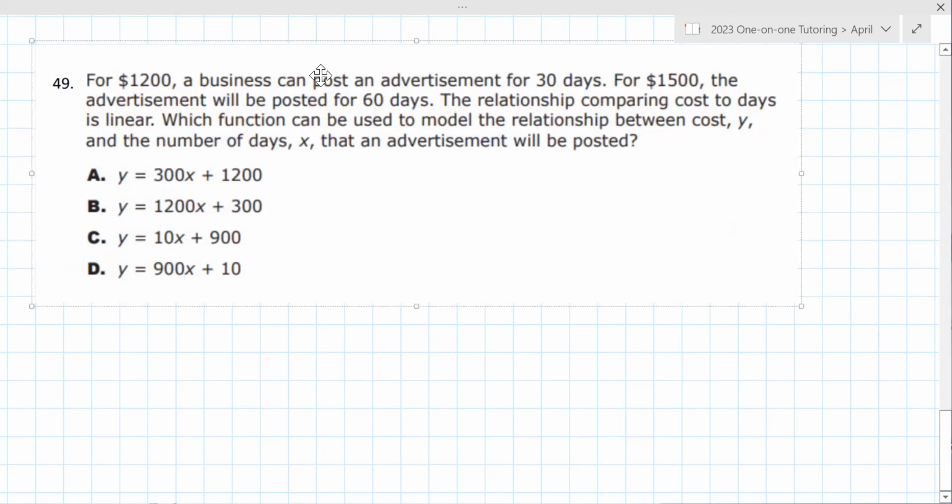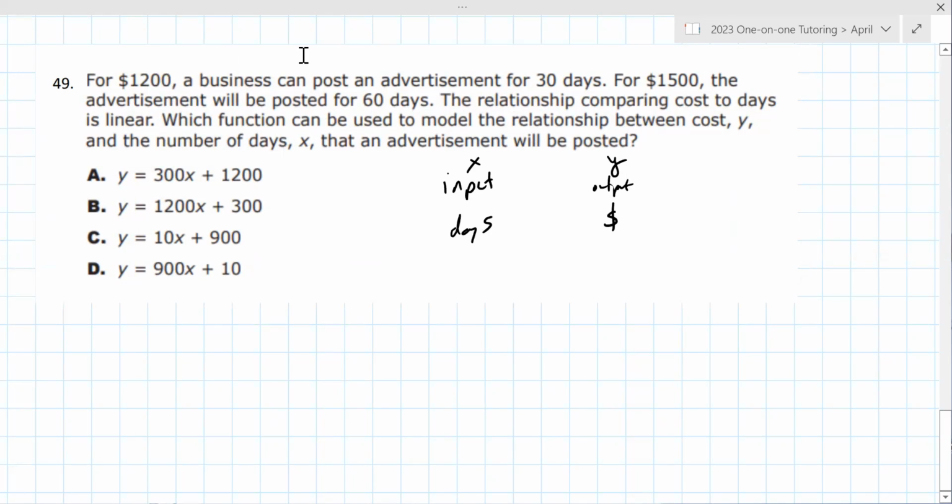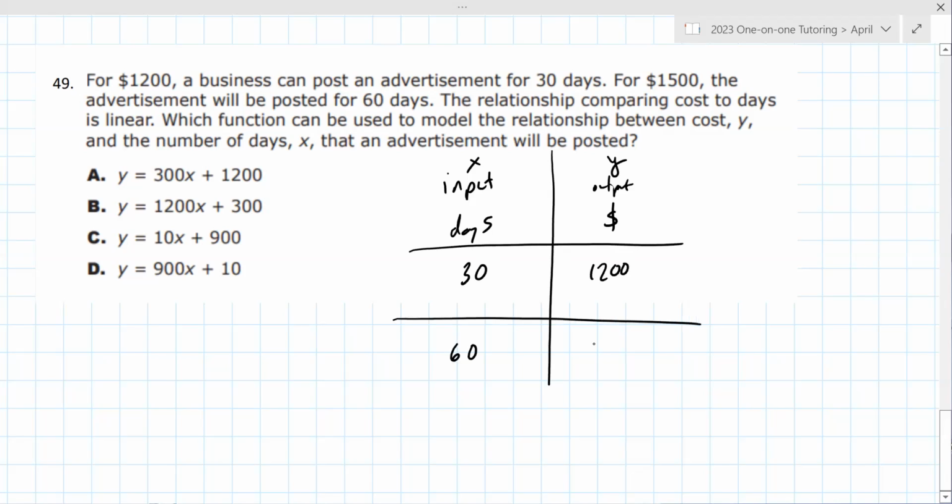Okay, take a look at this. For $1,200, a business can post an advertisement for 30 days. For $1,500, the advertisement will be posted for 60 days. So there's some sort of an input X and an output Y, and they actually tell you that the cost is the output and the number of days is X. That allows you to convert these numbers into ordered pairs. So it's like 30 days, 1200. 60 days, 1500.